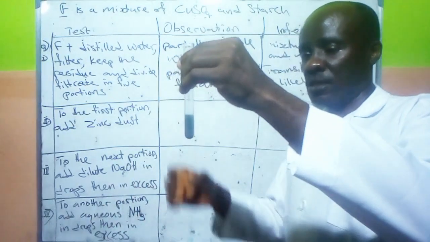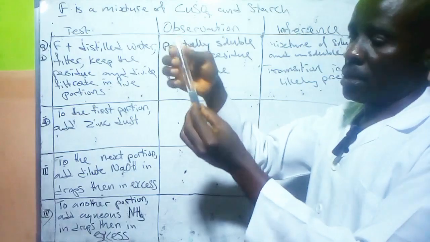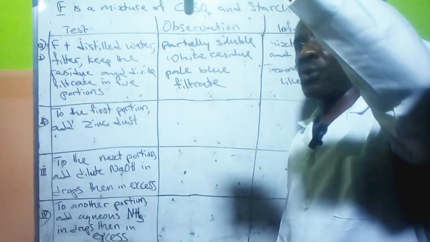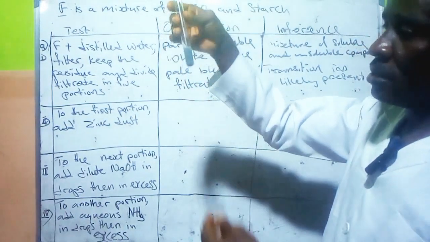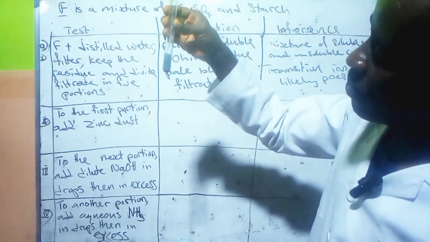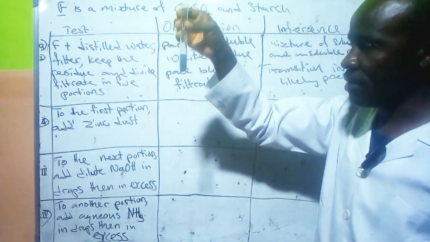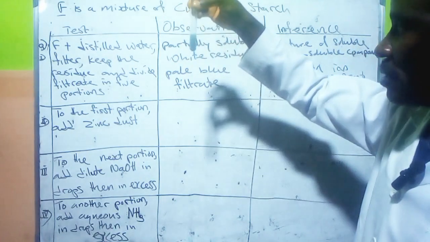I just added the zinc dust into it. Now I notice something. Interesting. The light blue color has gone out, and we have a precipitate there that looks brownish. You can see the precipitate still looks brownish there. I believe that when it settles, we will notice everything clearly.